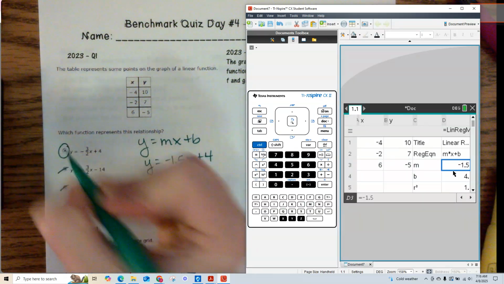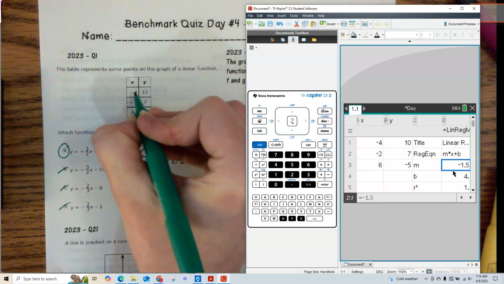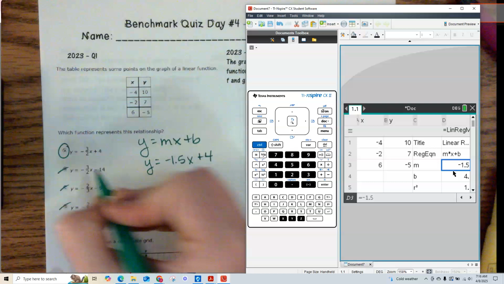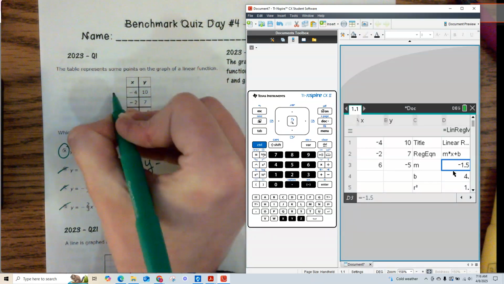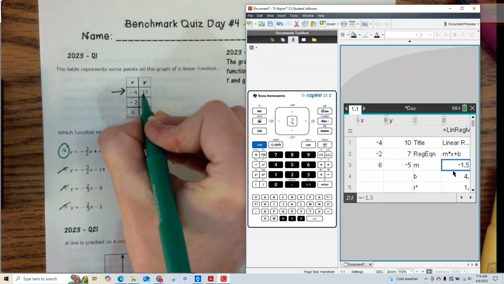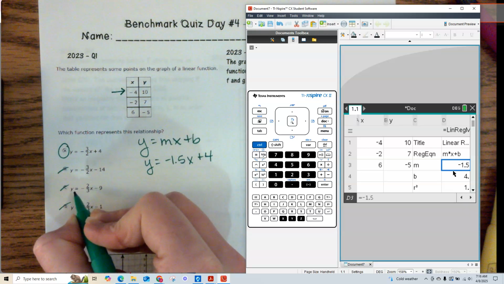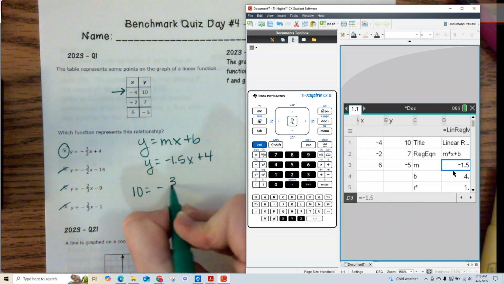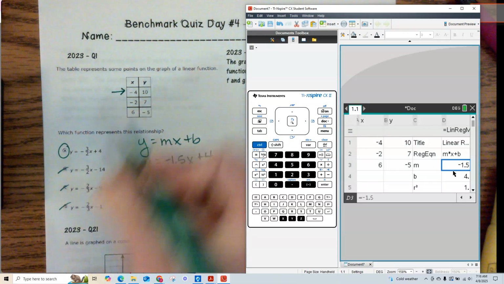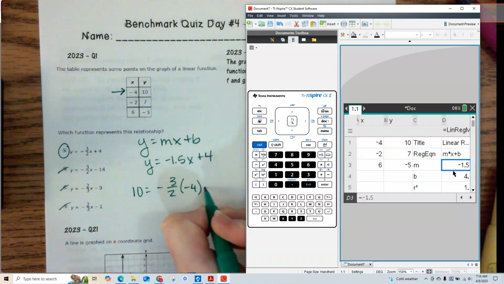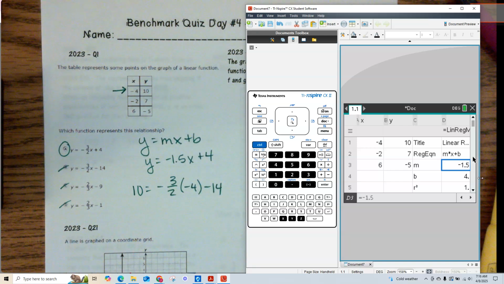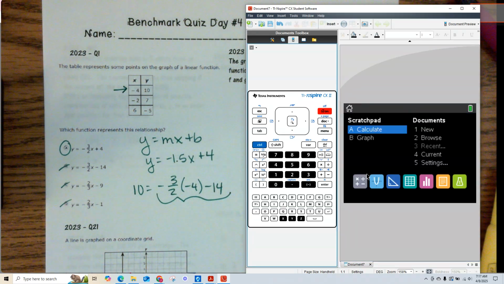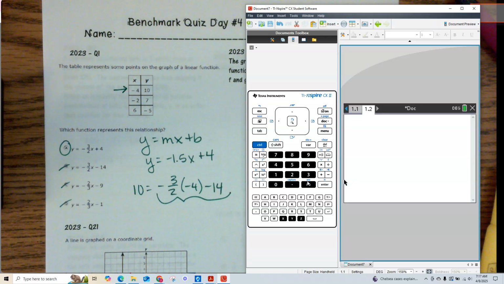Your other option is you can play plug and chug. You have x and y values. So if I wanted to play plug and chug, I'm going to take a wrong answer. Let's do this one. And I'm going to use this ordered pair. I'm going to plug the 10 in for the y, and then the x is going to be a negative 4. All I'm going to do is type this part into my calculator and see if it equals 10. If it doesn't, there's no way that can be a right answer.